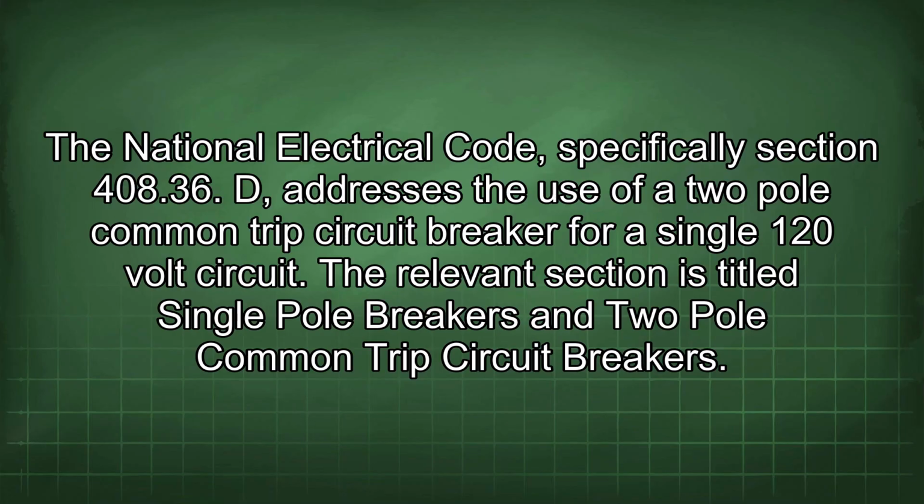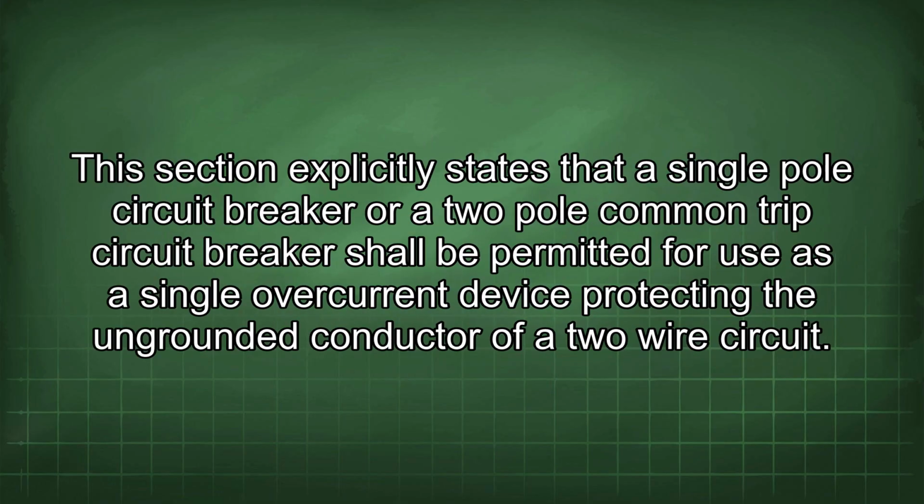The National Electrical Code, specifically Section 408.36(D), addresses the use of a two-pole common trip circuit breaker for a single 120-volt circuit. The relevant section is titled Single-Pole Breakers and Two-Pole Common Trip Circuit Breakers. This section explicitly states that a single-pole circuit breaker or a two-pole common trip circuit breaker shall be permitted for use as a single overcurrent device protecting the ungrounded conductor of a two-wire circuit.